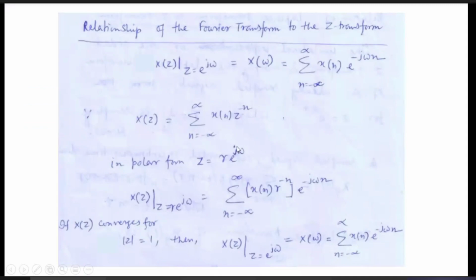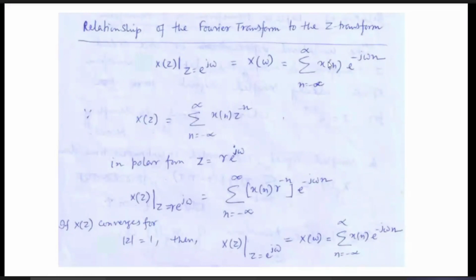Now there are some topics I will just briefly go through. What is the relation between Fourier transform and the Z transform? You know that the Z transform is X of z, summation x of n into z to the power minus n. That is the Z transform.